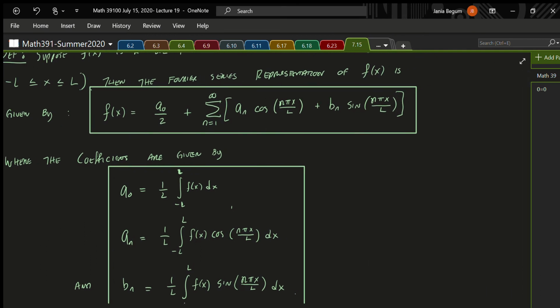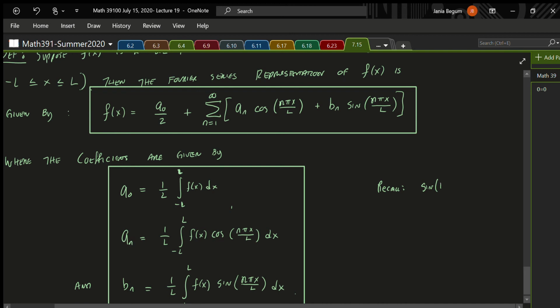So let's recall from the past. We know sine and cosine are periodic, right? So let's recall, if you look at any sine function, you have sine kx, right? I'm just looking at a general form. The period of these functions is 2 pi periodic, so we know the period is 2 pi over k. That's from the past in pre-calculus.